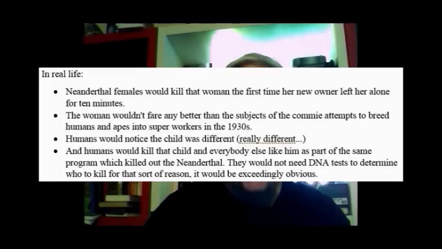Humans would notice the child was different, and I don't mean just a little bit different. You can see from the picture, right? The child would be seriously different. The humans would kill that child, and everybody else like him, as part of the same program which killed out the Neanderthal, in other words. Excuse me, they were, at the time, conducting a complete planetary genocide war, right? So you wouldn't need DNA tests to determine who to kill for that sort of reason. It would be exceedingly obvious.